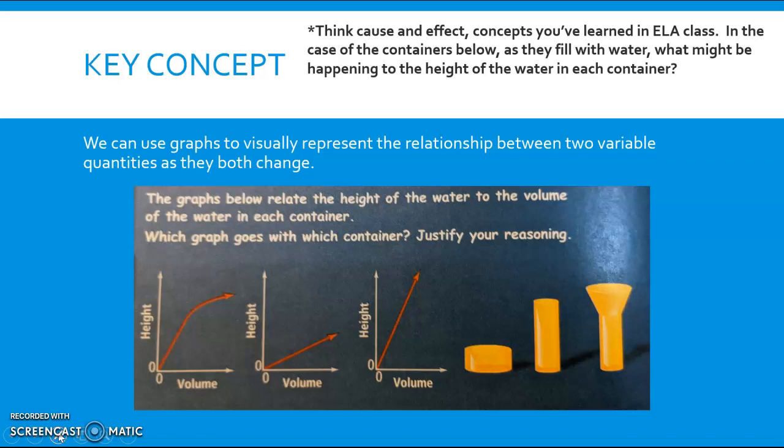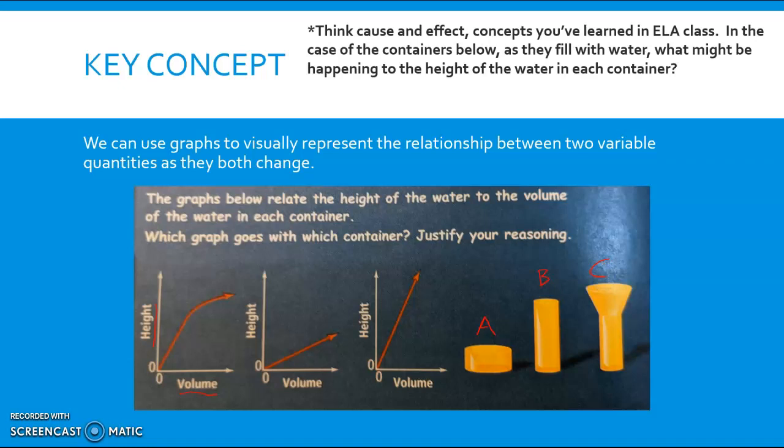So we've got water filling up, right? Volume would be our first variable. Good, I got my red pen back. I don't want that purple thing here. And height would be our second variable. So I'm going to go ahead and label these as A, B, and C. And we can kind of look at them, right?